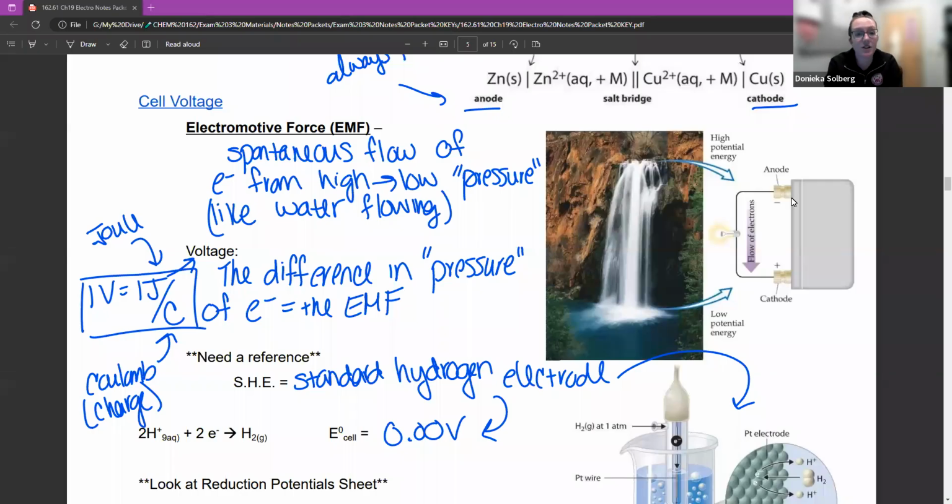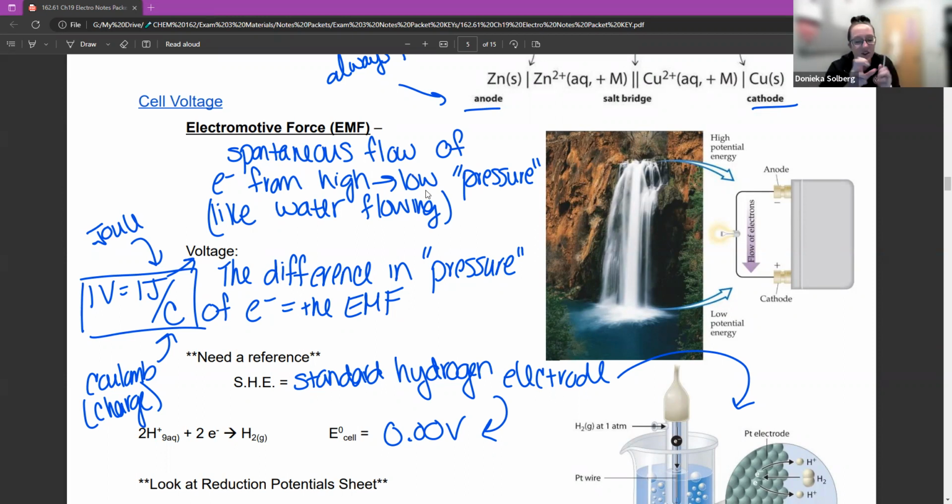Okay, the next question I want to address is how much energy can we get from these? What is the cell voltage? Meaning, if I use this as a battery, how much energy can I actually get from this? What we are measuring in that instance is called the electromotive force, or the EMF. It's the spontaneous flow rate. We're talking about spontaneous reactions of electrons from a high to a low.